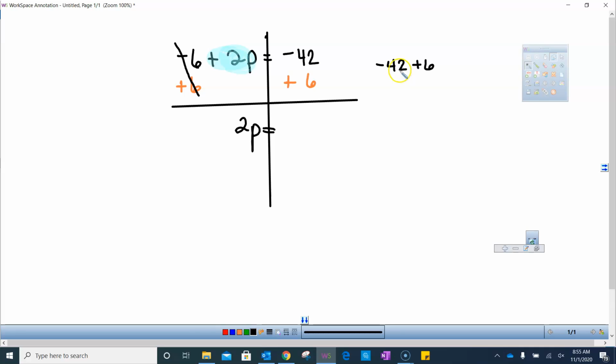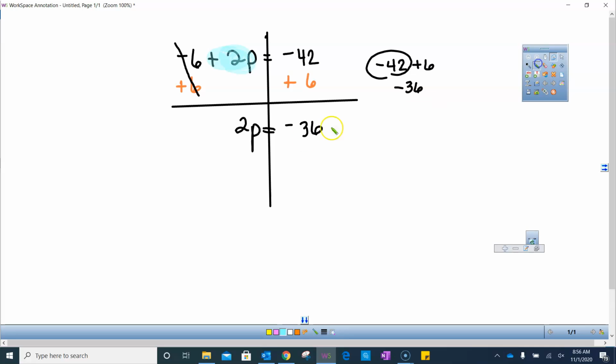And I'm going to sing the song because I'm adding integers. Same signs, add the two, different signs, subtract. They're different, so I'm going to subtract 42, take away 6 is 36. Keep the sign of the higher number, then you'll be exact. So my answer is negative 36 on the right side.